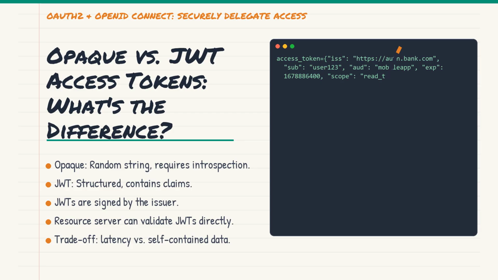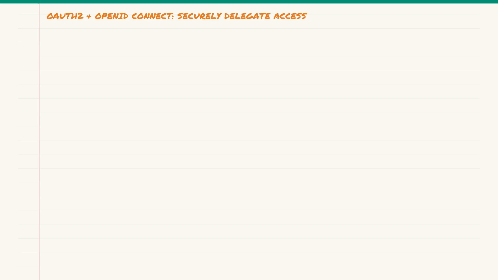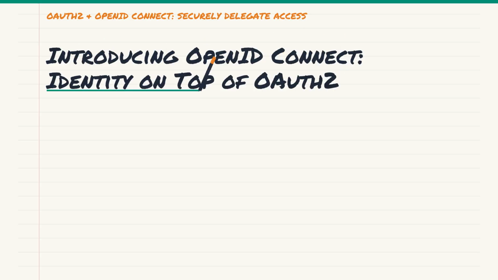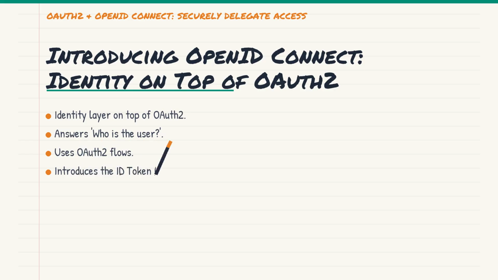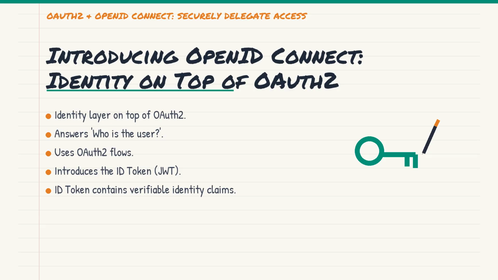A JWT, on the other hand, is a structured token that contains claims, pieces of information about the user, the client, scopes, expiry, etc., all signed by the authorization server. The resource server can often validate the JWT's signature and parse the claims directly without calling back to the authorization server. This makes token validation faster but requires the resource server to trust the JWT issuer and be able to validate its signature.